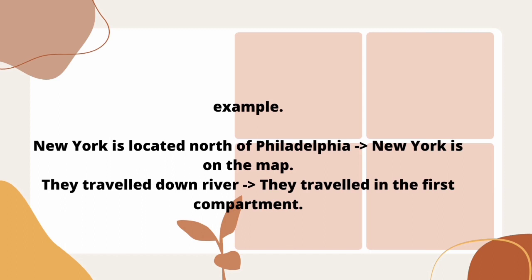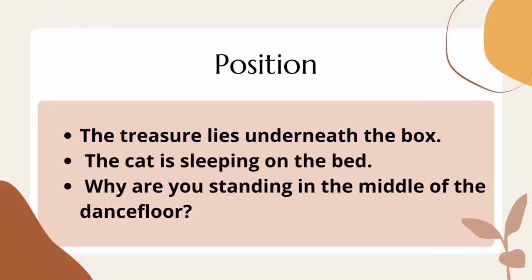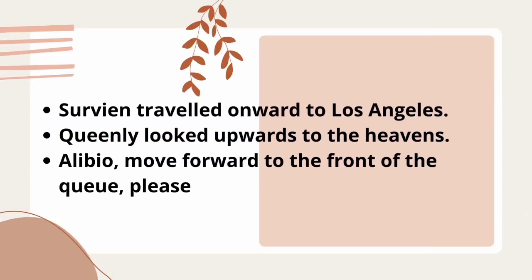Examples in distance: Hilario is moving far away. Emar is sitting close to me. Examples in position: the treasure lies underneath the box. Another, the cat is sleeping on the bed. In addition, some adverbs of position will refer to a direction of movement. These often end in ward or wards. See for example: Sorvien traveled onward to Los Angeles. Quinley looked upwards to the heavens. Glames, move forward to the front of the queue, please.